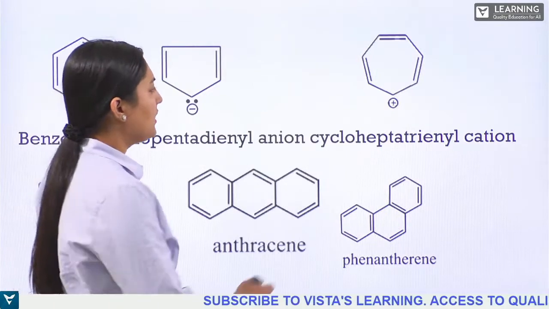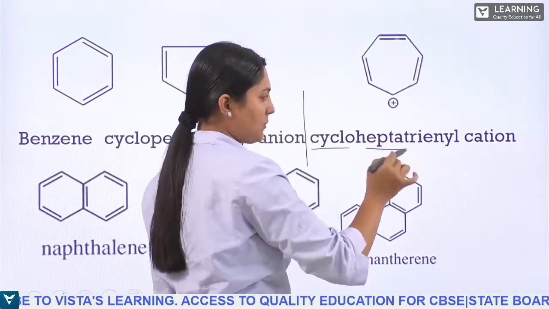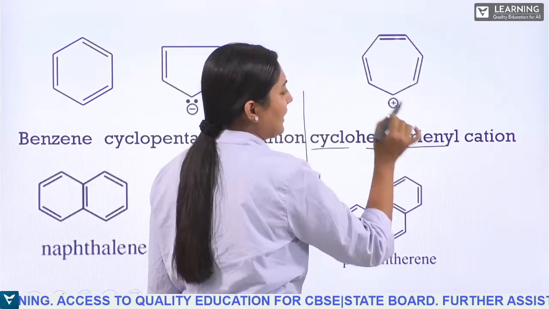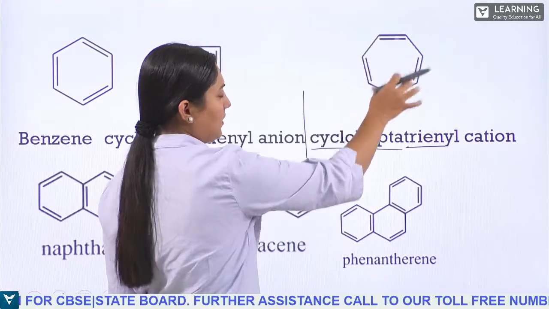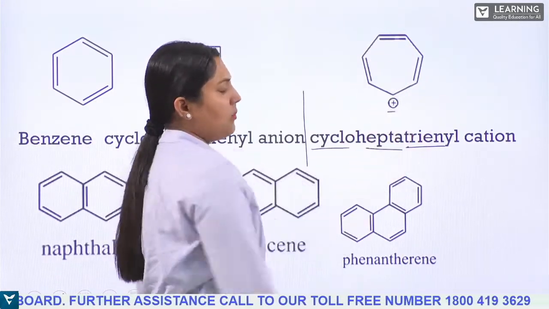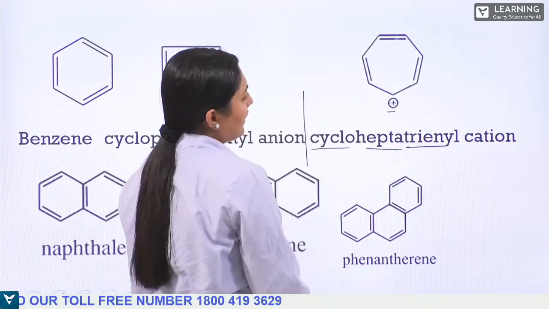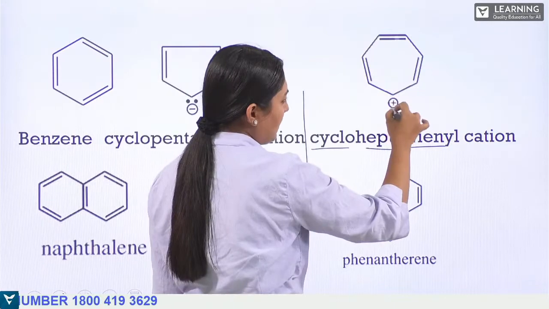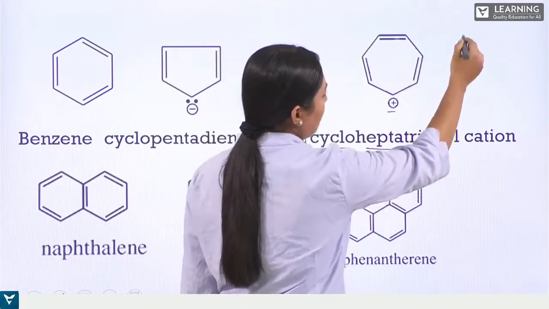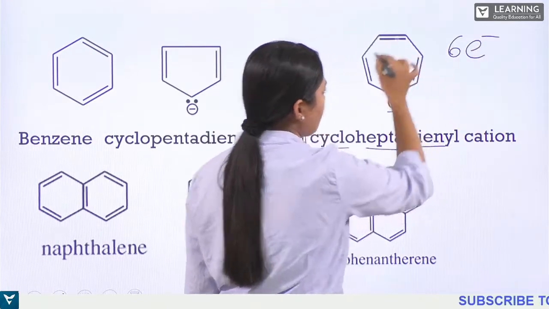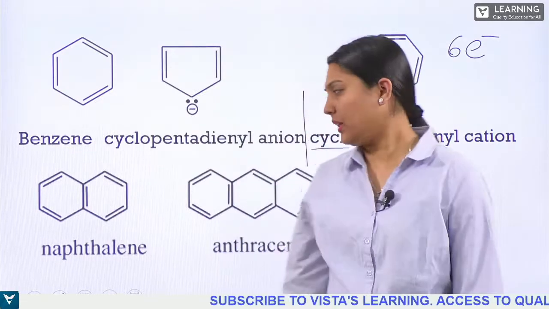If you see this cycloheptatrienyl cation, hepta means 7 carbon atoms are there, tri-enyl means 3 double bonds. Enyl means that group name, and cation means positively charged. So in the cycloheptatrienyl cation, the positive charge will not give any electrons. So 6 electrons are there for one single ring. So this also will be considered an aromatic compound.